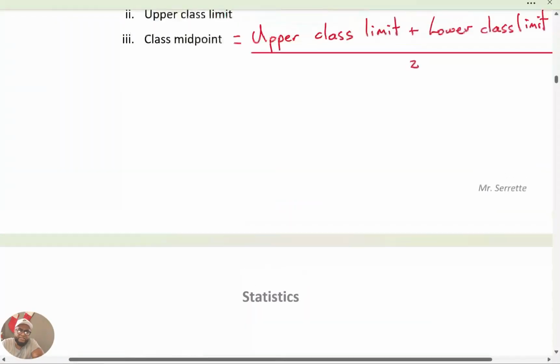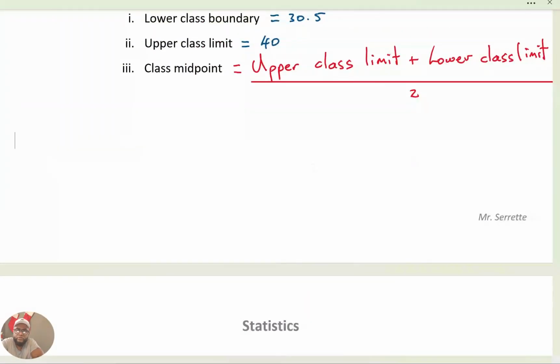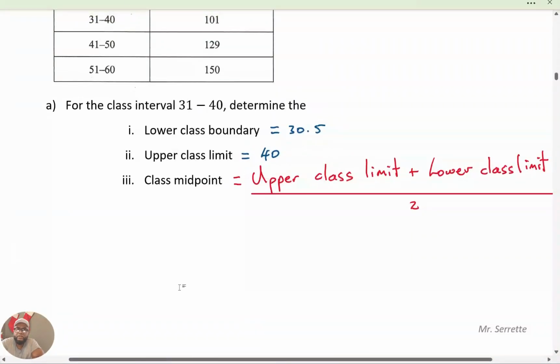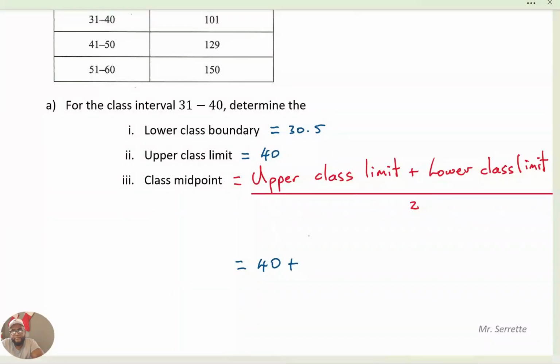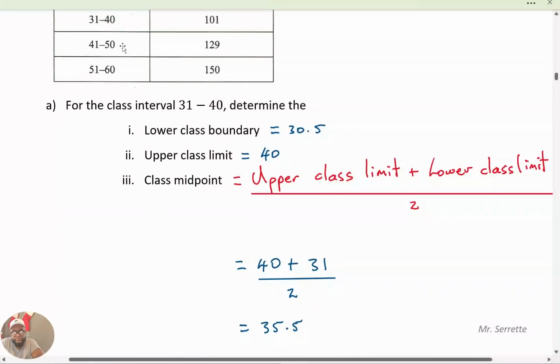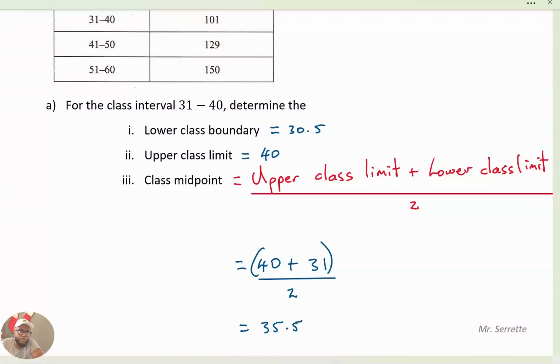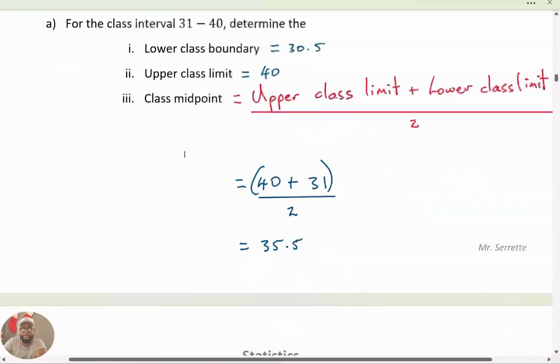Right. Your upper class limit would be what? Come on, you all belt it out. It's 40. 40 plus lower class limit. No, 30.5 is not your lower class limit. 30.5 is a lower class boundary. And what is that equal to? 35.5. Remember to work out the top first, then whatever you get, you divide it by 2. Be clear on that, please.